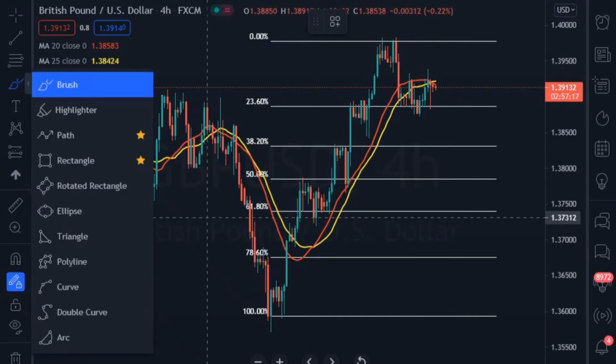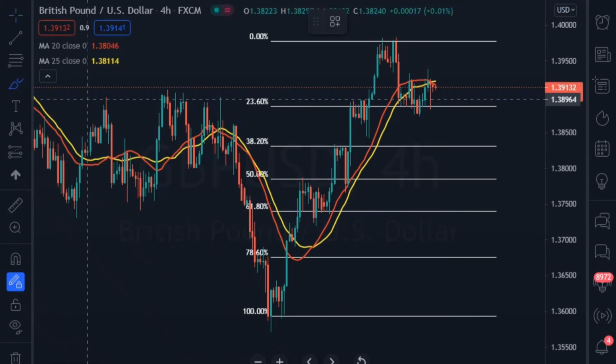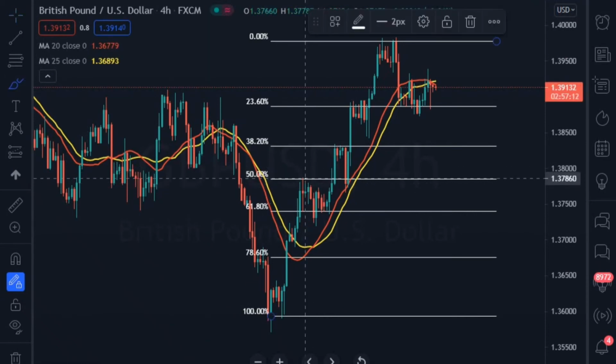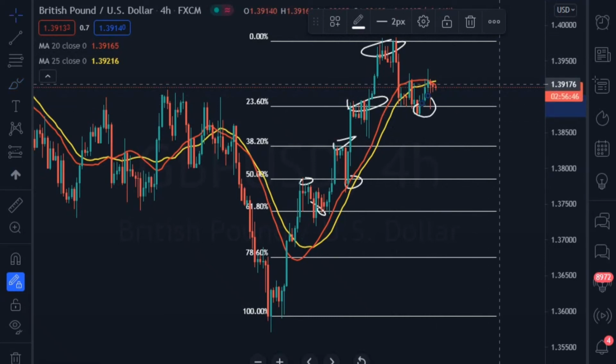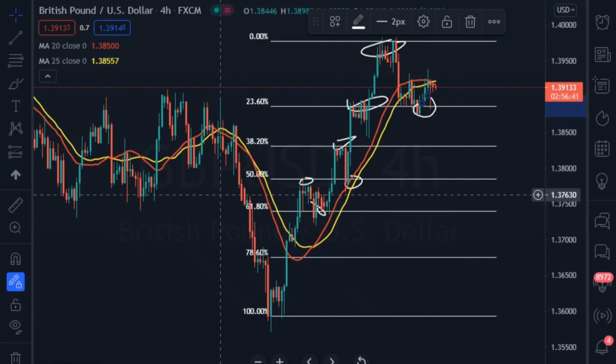So I want you guys to take notes of this. Take note of this reaction that happened here. The reaction that happened here. Same to this. Sorry if my drawing is bad, but same to this reaction, and this reaction. If you find one thing common about this, is that all these retracements that happened here are happening on the fib level.